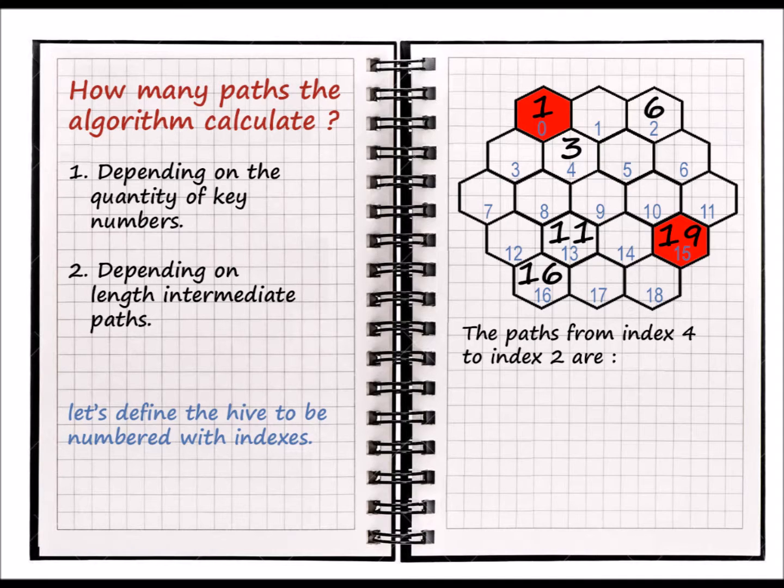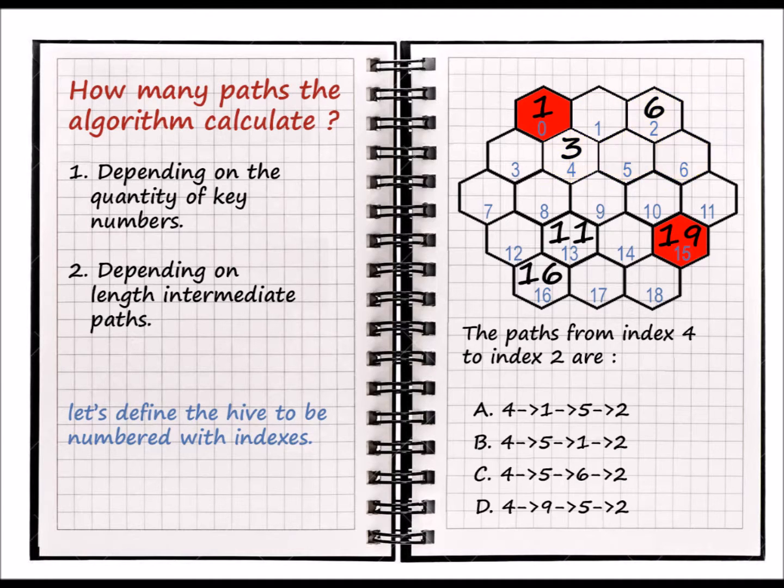Let's define the hive to be numbered with indexes. Let's look at this example. The paths from index 4 to index 2 are: the first path will be 4, 1, 5, and 2. The second path will be 4, 5, 1, and 2. The third path will be 4, 5, 6, and 2. And the last one will be 4, 9, 5, and 2. In total, we have 4 paths from index 4 to index 2.